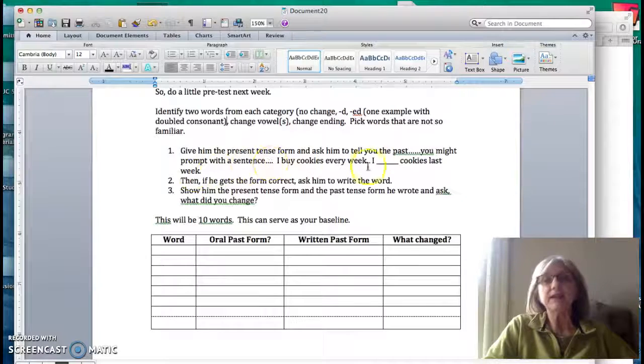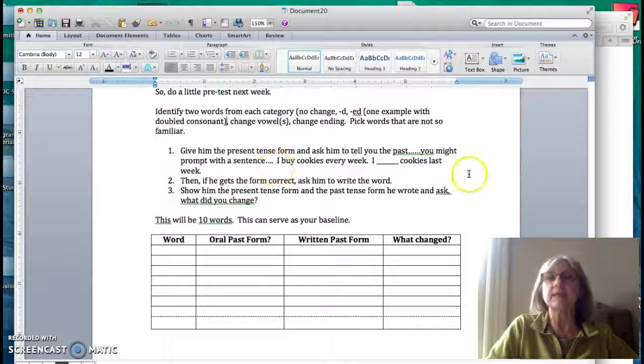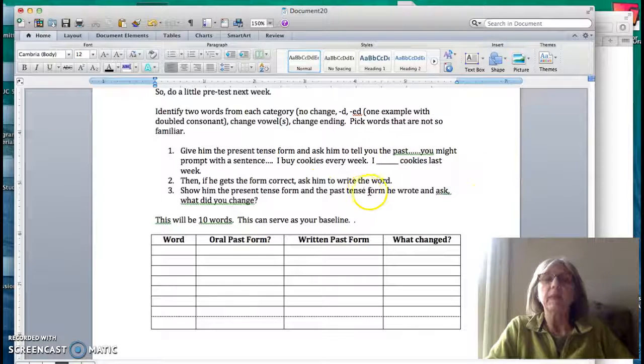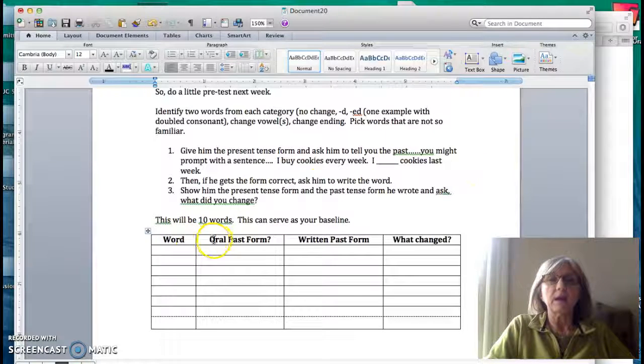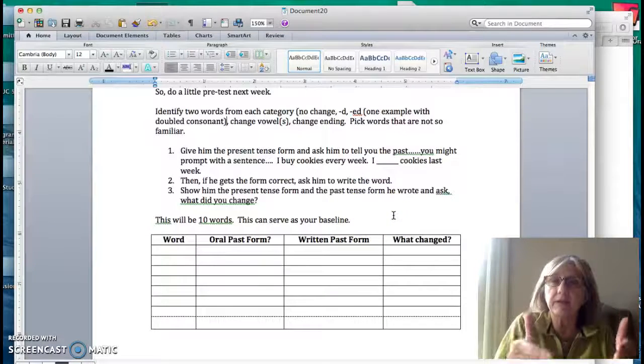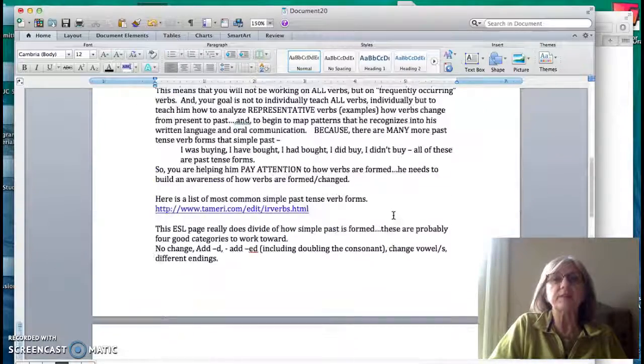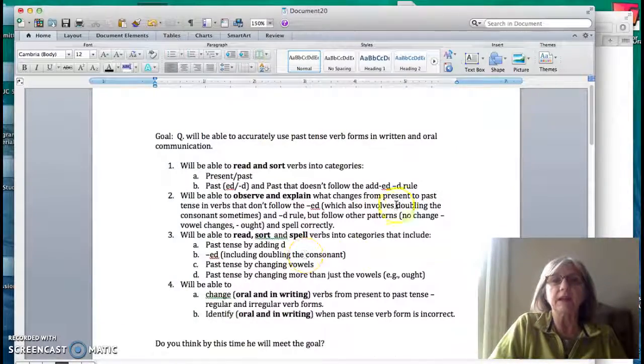And again, I think this has to become part of what you do to help him understand past tense, the phrases like last week. And so if you can do that with representative words, 10 is all, do that next week, you'll find out possibly where he's having some problems. And then you can focus on which of these benchmarks you are really going to focus on.